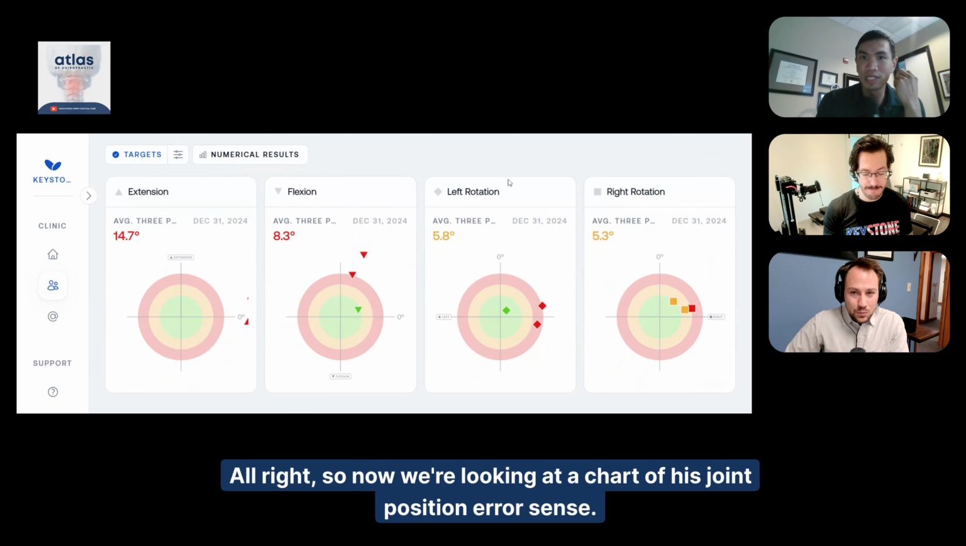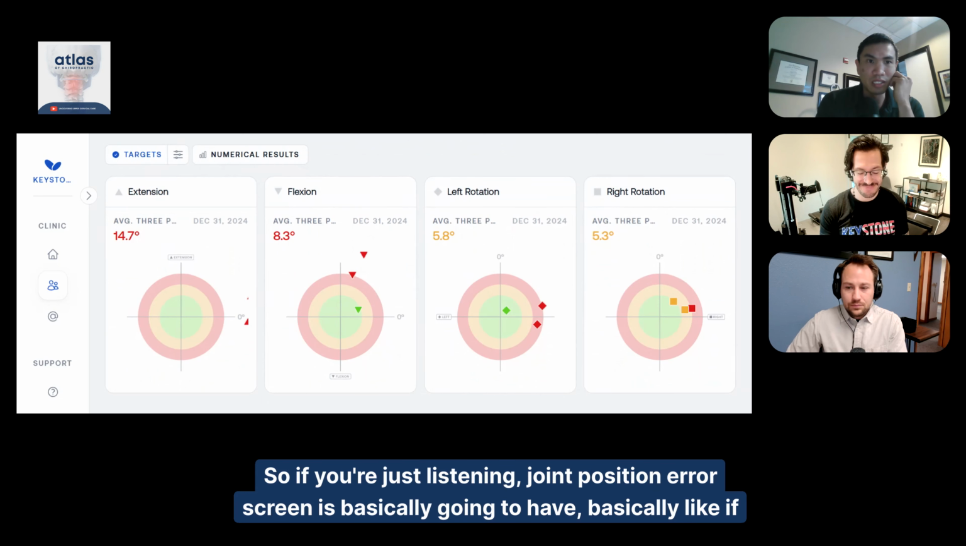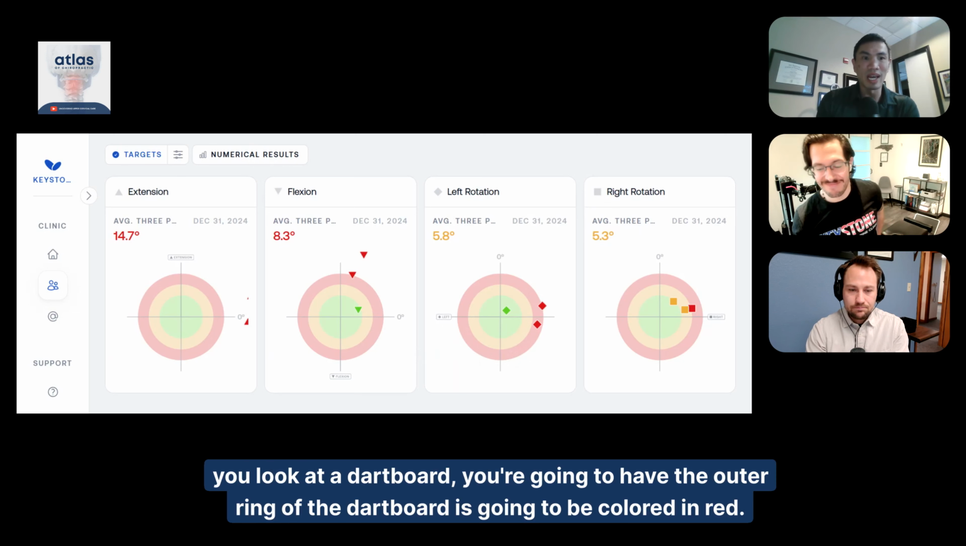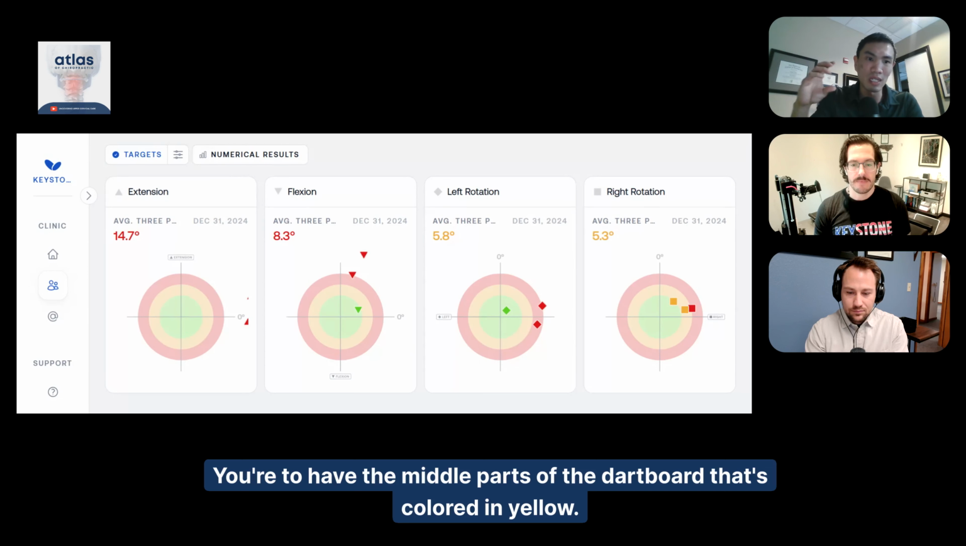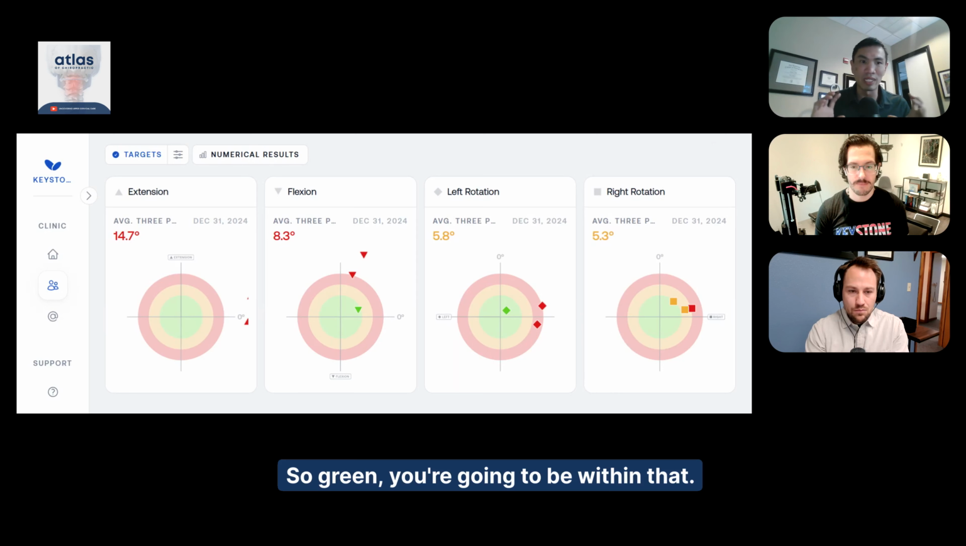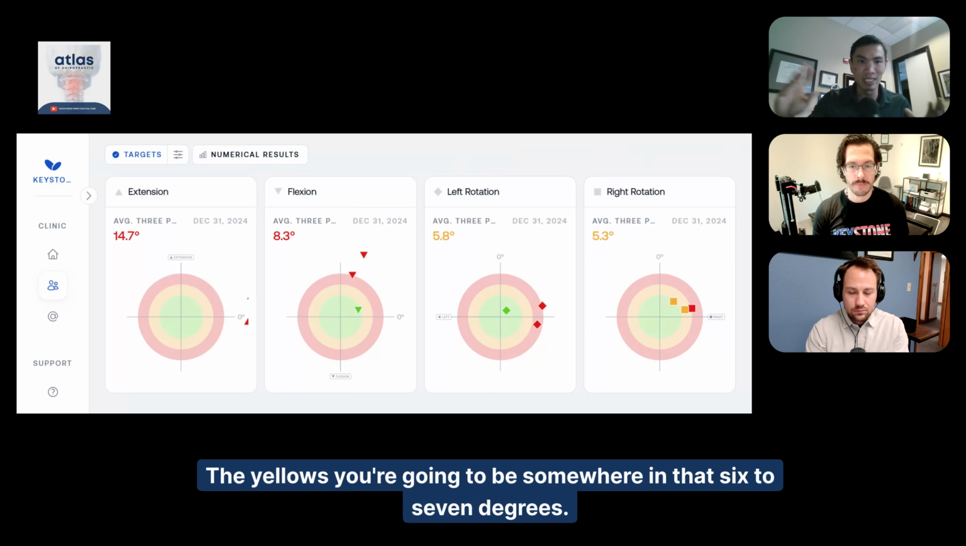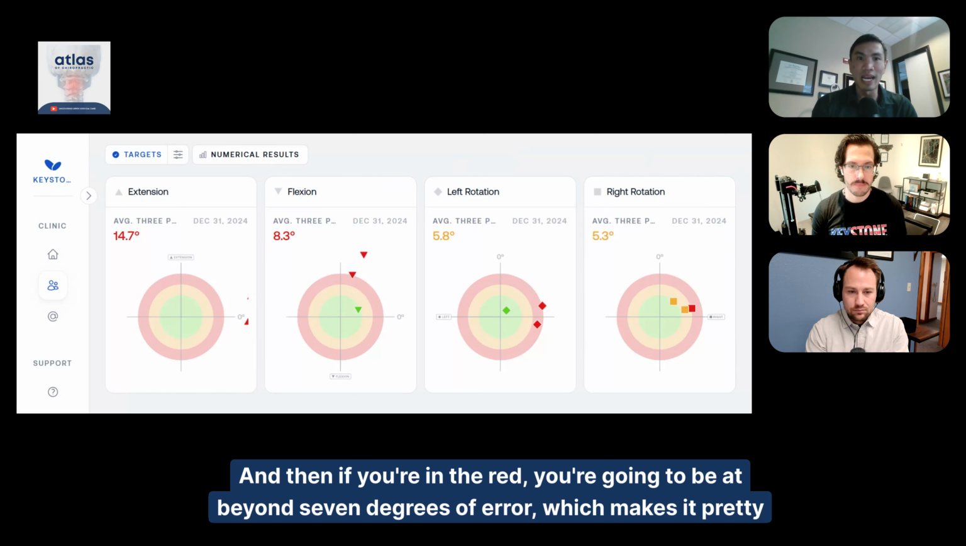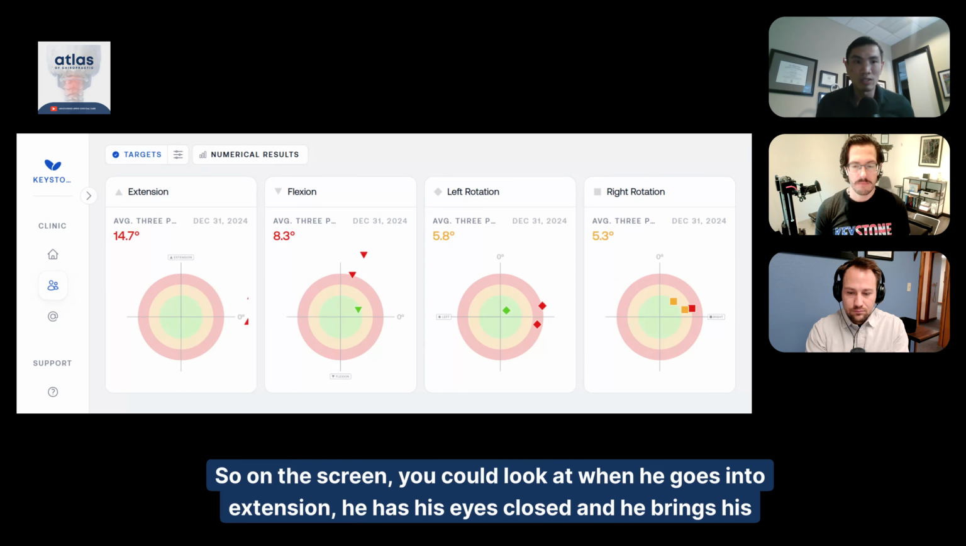All right. So now we're looking at a chart of his joint position error sense. So if you're just listening, the joint position error screen is basically like a dartboard. The outer ring of the dartboard is colored in red. The middle part of the dartboard is colored in yellow. And then the center part of the dartboard is colored in green. So green, you're going to be within that 3.5 degrees of error. In the yellows, you're going to be somewhere in that 6 to 7 degrees. And if you're in the red, you're going to be beyond 7 degrees of error, which is pretty abnormal.